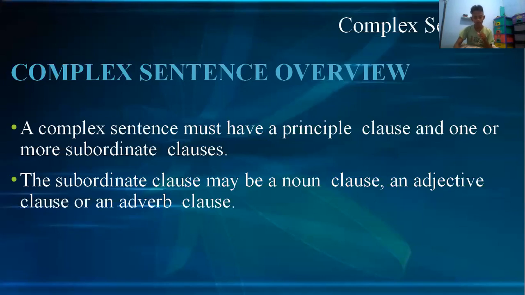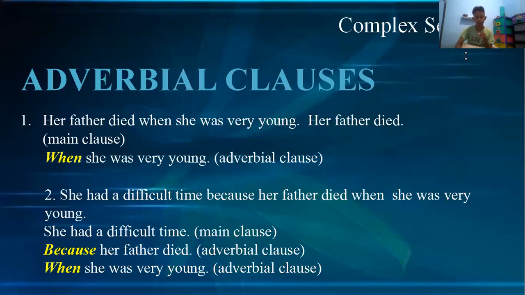Complex sentence overview. A complex sentence must have a principal clause and one or more subordinate clauses. The subordinate clauses might be a noun, an adjective, or an adverb clause. There are adverbial clauses. Her father died when she was very young. Her father died is a main clause, and when she was very young is an adverbial clause.